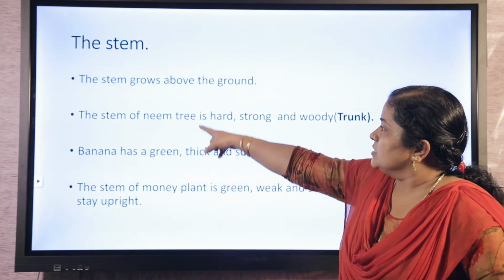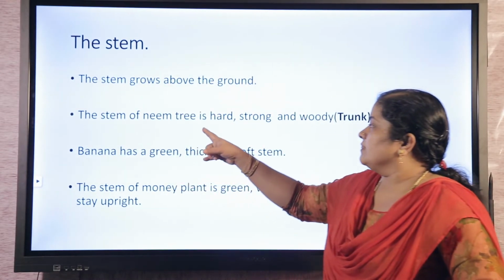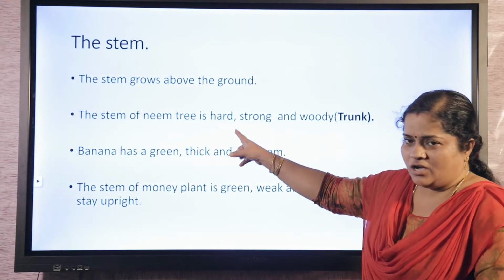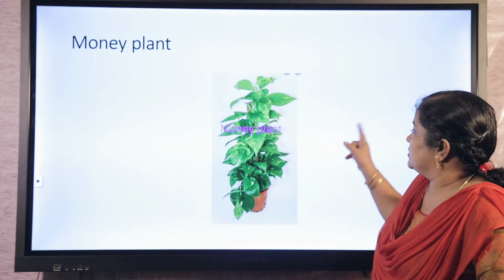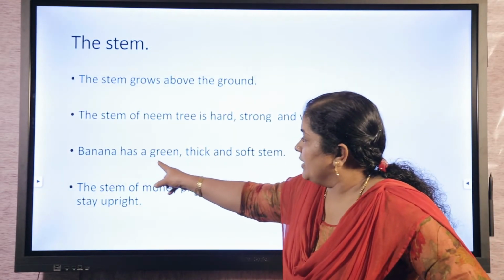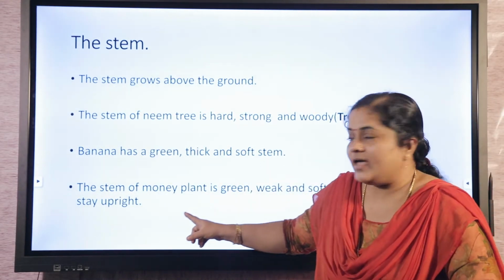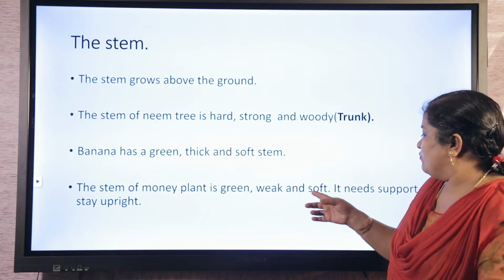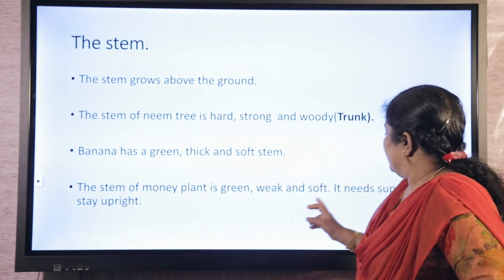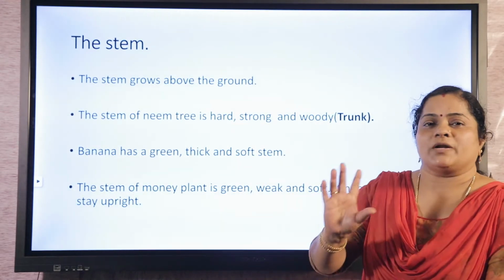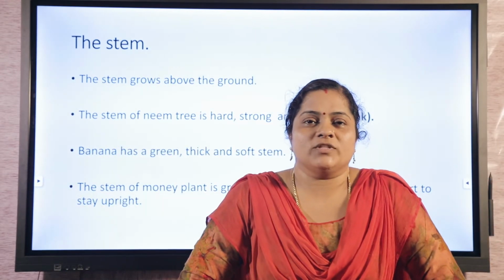Just see the stems above the ground. The stems grow above the ground. The stem of the neem tree is very hard, strong and woody. What is the name called? Tree trunk. Then banana has a green, thick and soft stem. Then what about money plant? The stem of the money plant is green, weak and soft. So this money plant needs support to stay upright. Now before that, what are the functions of the stem?